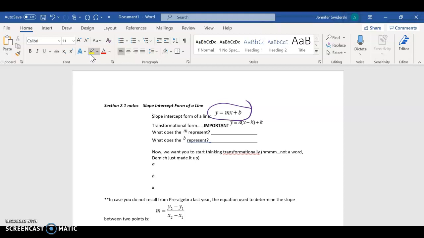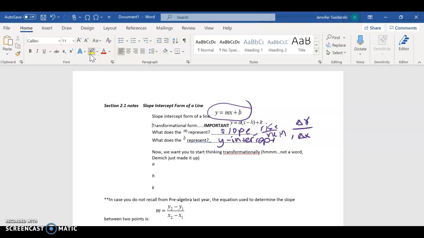A new equation I want you to know is y equals a times (x minus h) plus k. We're basically taking what we already know about slope-intercept form and renaming it, moving things around to help us out. So, reminder, what does m represent? It's our slope, our rise over run, or some people also like to say the change in y over the change in x. Our b is our y-intercept, where my graph crosses the y-axis.